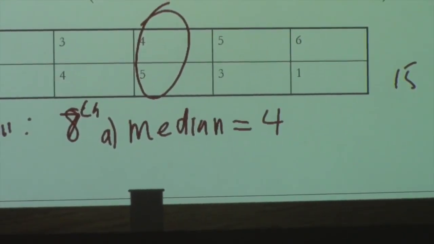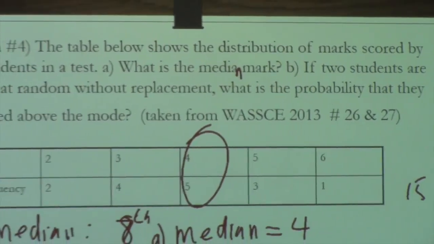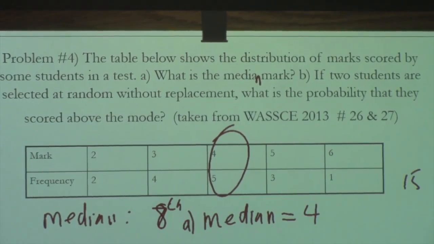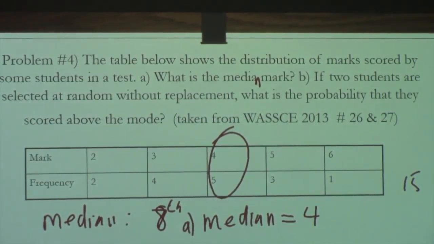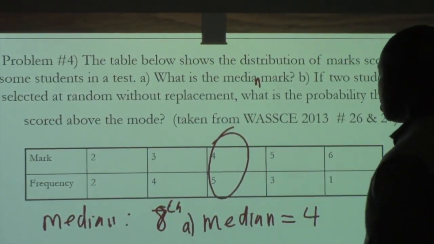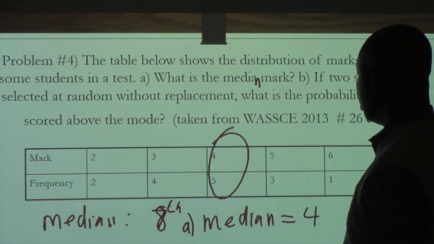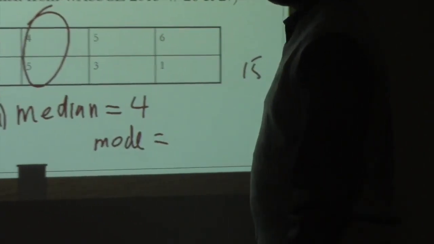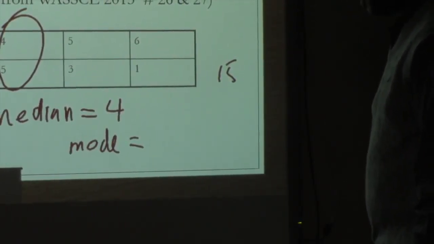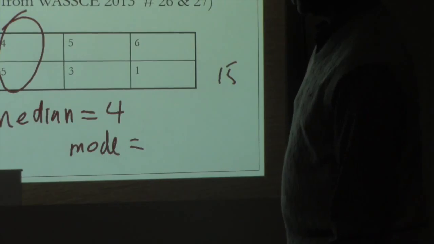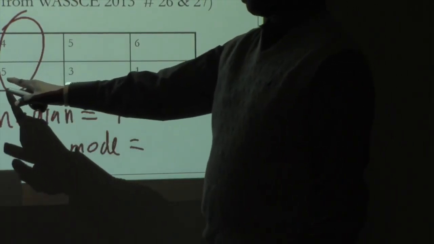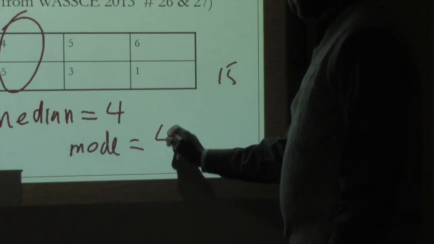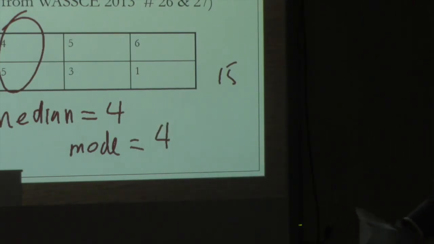And they say if two students are selected at random without replacement, what is the probability that they scored above the mode? So to do that part, we need to know the mode. What is the mode in this problem? The mode is the mark with the highest frequency. Which mark has the highest frequency here? The frequency is 5, which is the mark of 4. So the mode is 4.